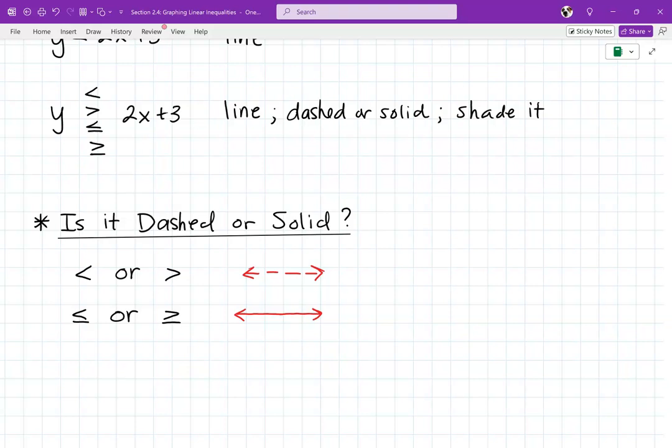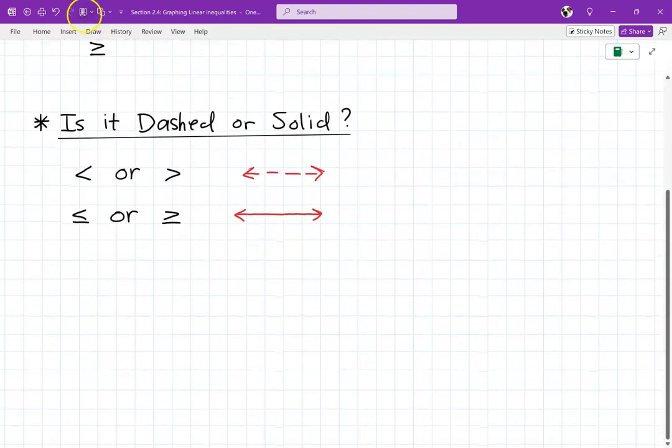So when you're going to graph this, you put your points the way you normally do. You go to your y-intercept, you do your slope, you get 2 points. Once you have those 2 points, you ask yourself the first question: is it dashed or solid? It's pretty easy to tell. Less than or greater than is dashed. If it says or equal to, solid. So less than or equal to, greater than or equal to, it is a solid line. That's the first part.